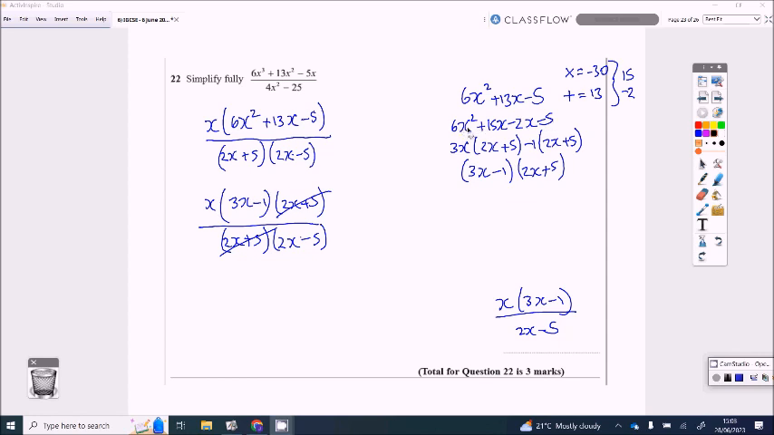So I've actually made things look a bit more difficult. I've gone from 3 terms to 4 terms. Line 3, I fully factorised terms 1 and 2, and I fully factorised terms 3 and 4. So 6x squared plus 15x is 3x and 2x plus 5 in a bracket. And minus 2x minus 5 is this.